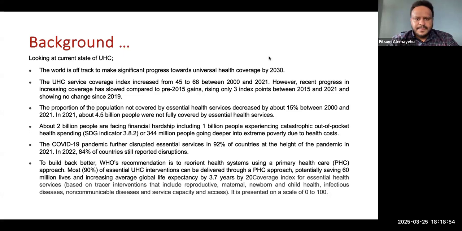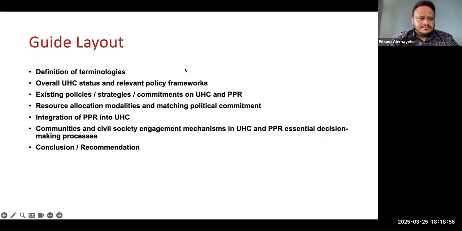Next slide, please. Thank you. So this is the guide layout. We have the definition of terminologies. We have the overall UHC status and the relevant policy frameworks, continental, especially the WHO, and also country progress. We looked into existing policies, strategies, and commitments on UHC.